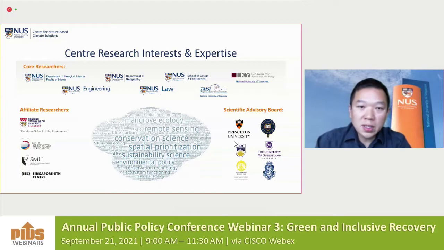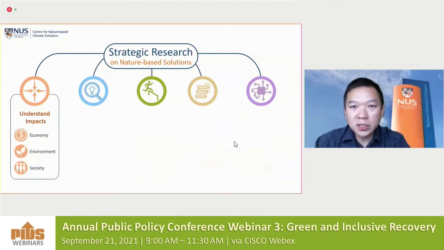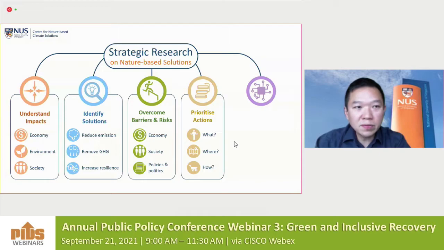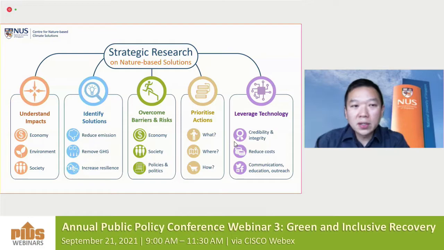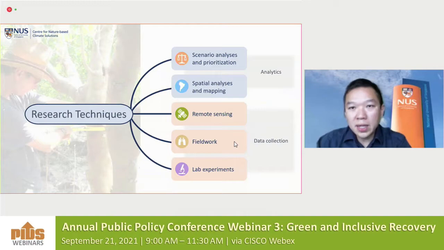The center invests in five strategic areas of research. I will not go into details except to say that they are respectively to understand the impacts of climate change, to identify solutions, to find ways of overcoming barriers and risks to the implementation of our solutions, to use science to guide the prioritization of our actions, and also to leverage technology for us to get the biggest bang for our buck. We employ a wide range of research techniques, including lab work, field work, and remote sensing. And these data sets that we collect are critical for our work to map, to monitor, and to inform the optimization and prioritization of solutions.